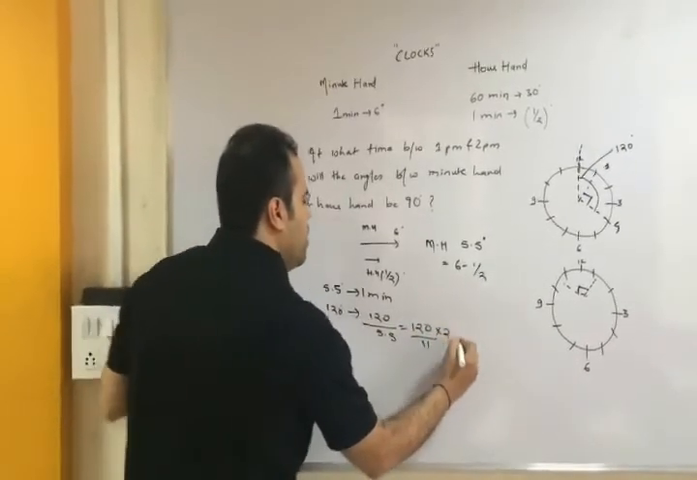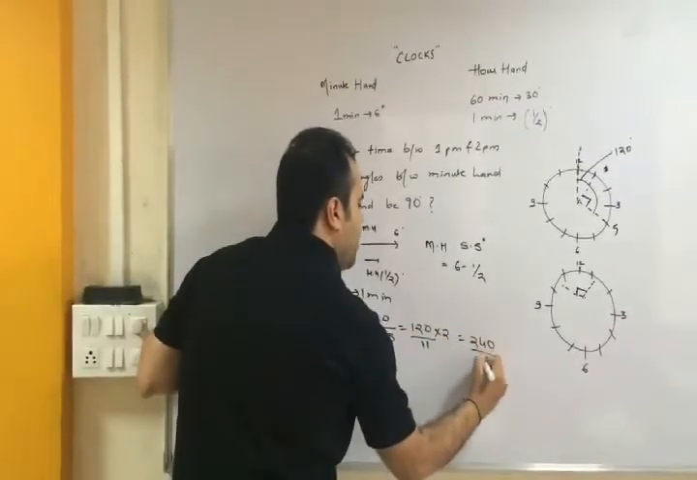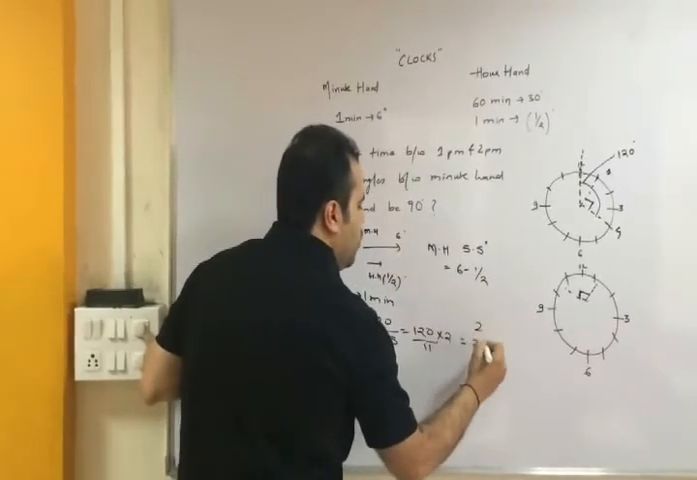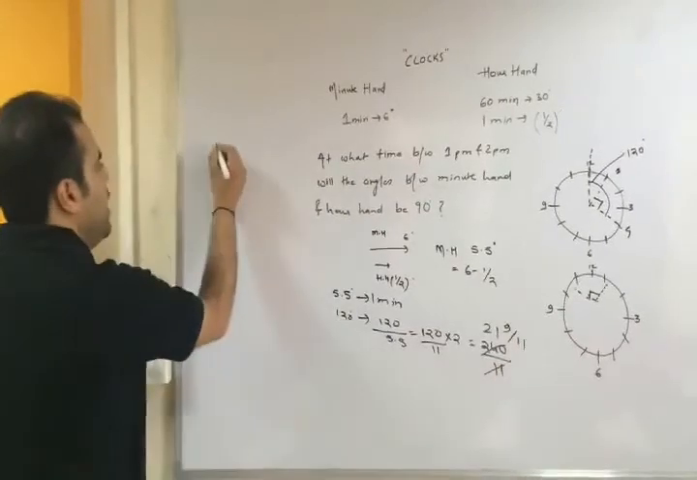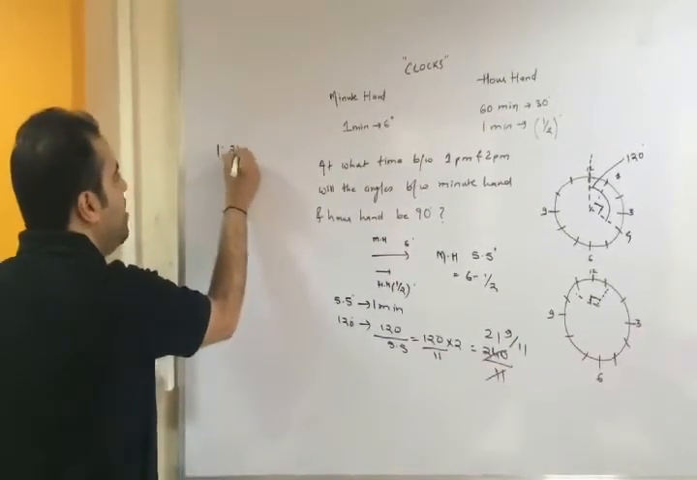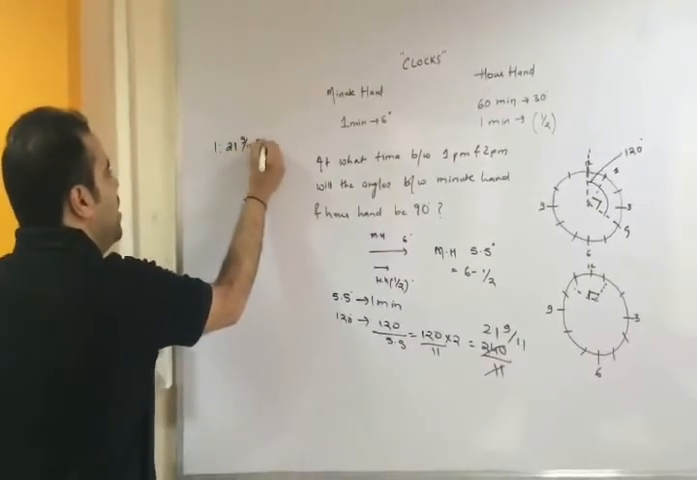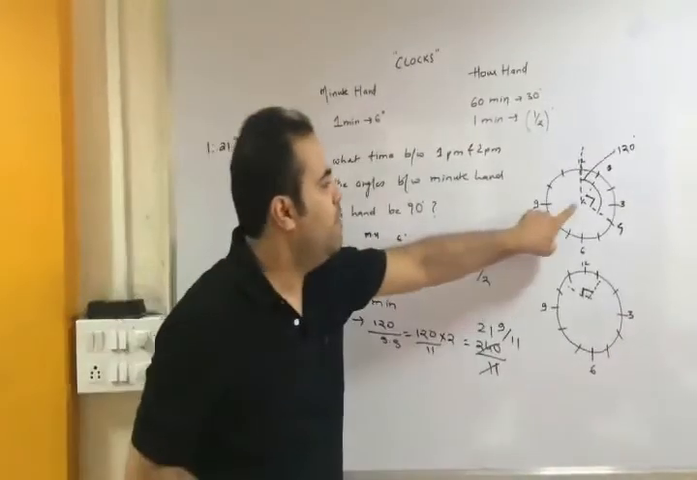I can take the 2 upward. So this will become 240 by 11, and this will give me 11 into 2, 22, 20, 11, 1, 9 will be the remainder, so 21 and 9 by 11. So I can say precisely at 1 hour, 21 and 9 by 11 minutes, the angle between minute hand and hour hand will be 90 degrees.